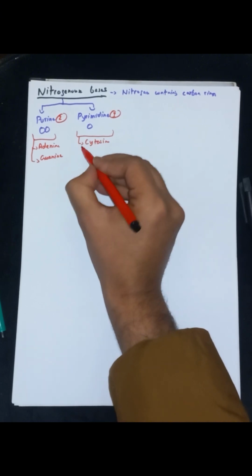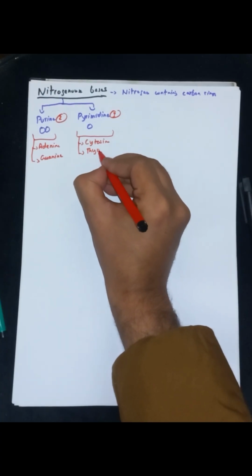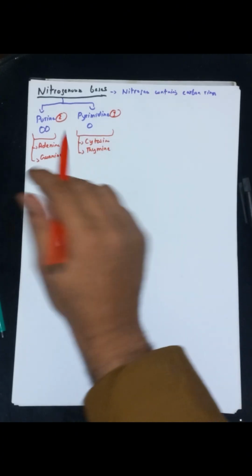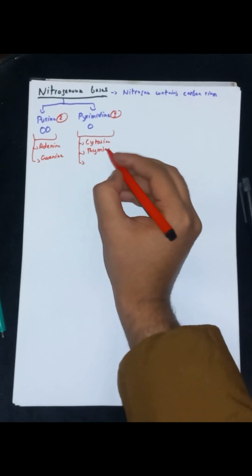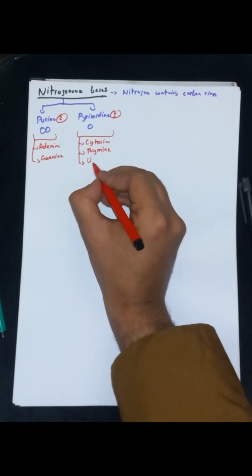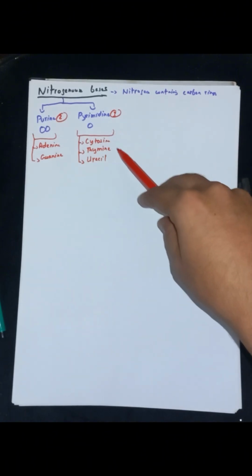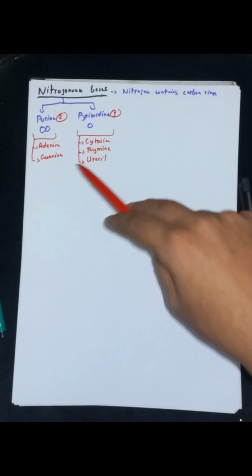Cytosine, thymine, not thiamine. Thiamine is a vitamin. So it is thymine. Most people sometimes say thiamine, so it is wrong. And what is the third one? Uracil. So pyrimidines are these three: cytosine, thymine, and uracil, and purines are adenine and guanine.